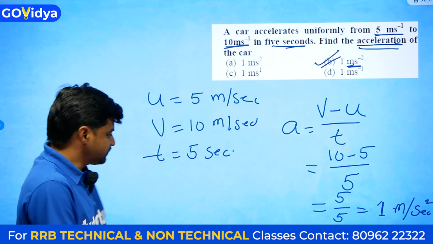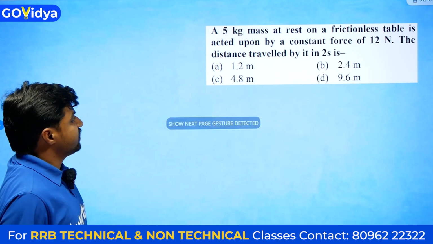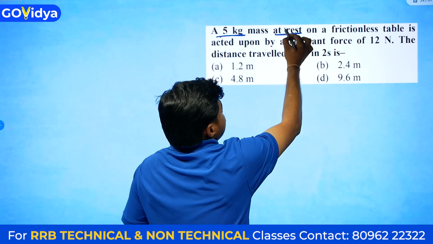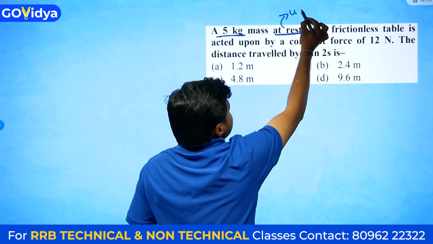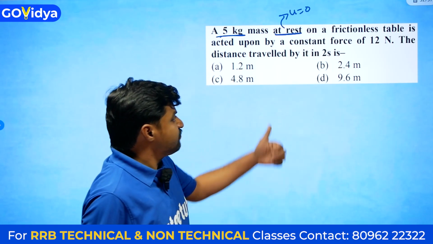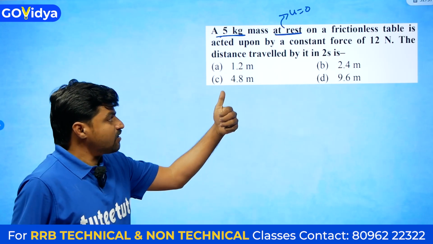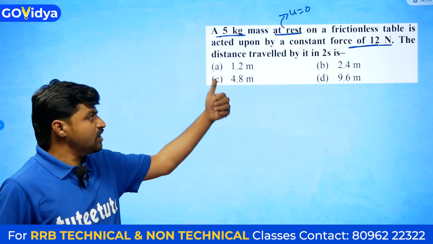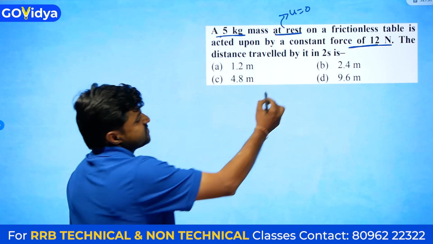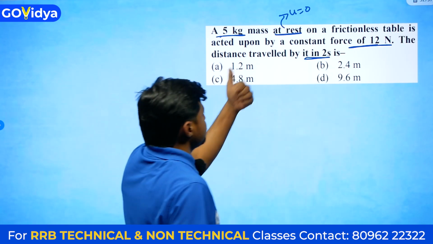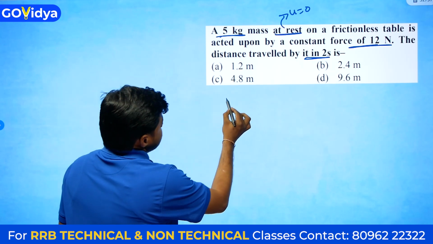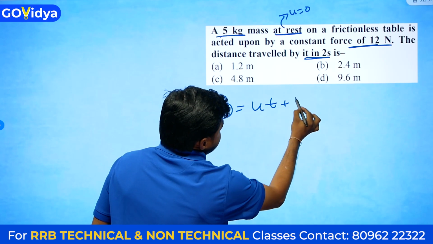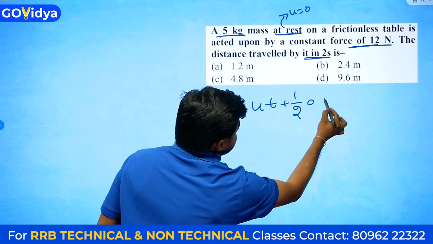Okay, next question, a 5 kg mass is given at rest means u is equal to 0. Initial velocity is 0 on frictionless table acted upon by constant force is given, force is 12 newtons. The distance traveled by it in 2 seconds is, okay, time is also given. Okay, they are asking distance is equal to displacement, s is equal to ut plus 1 by 2 at square.